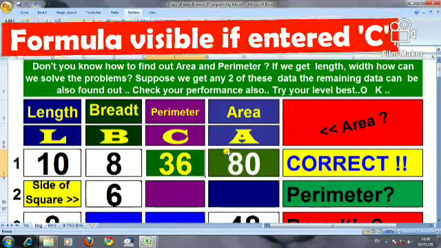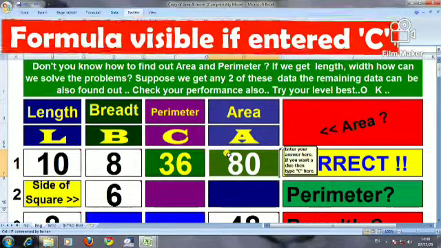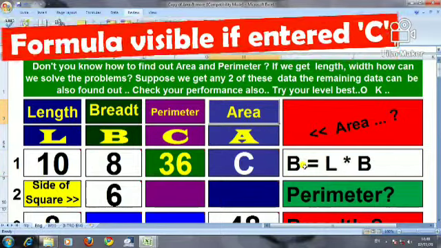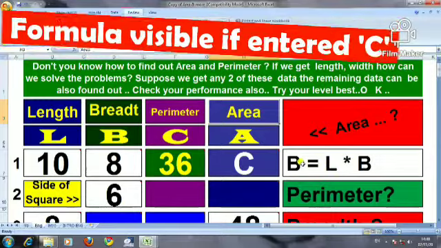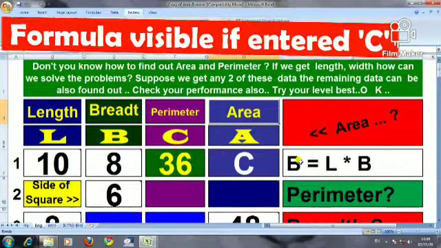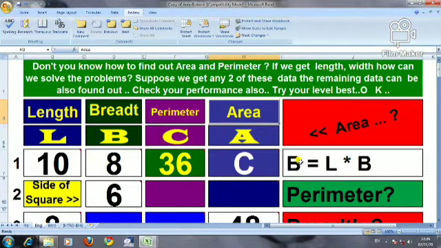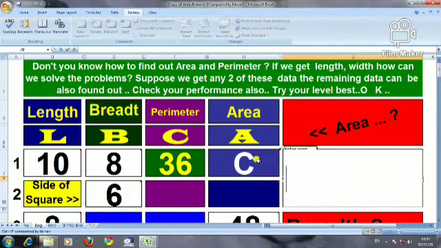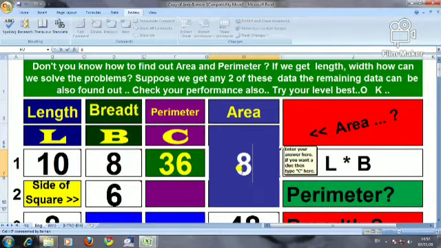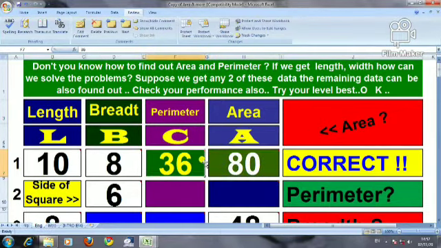we go back. Suppose you don't know area, then there also you type C. So A is equal to L into B, not B here. A is equal to L into B is the formula given there. Using this formula you can do the answer. So the help is available for each question, so we can come here and enter the answer here once more. Here what was our answer? 80 is given here. Now we can see correct here.